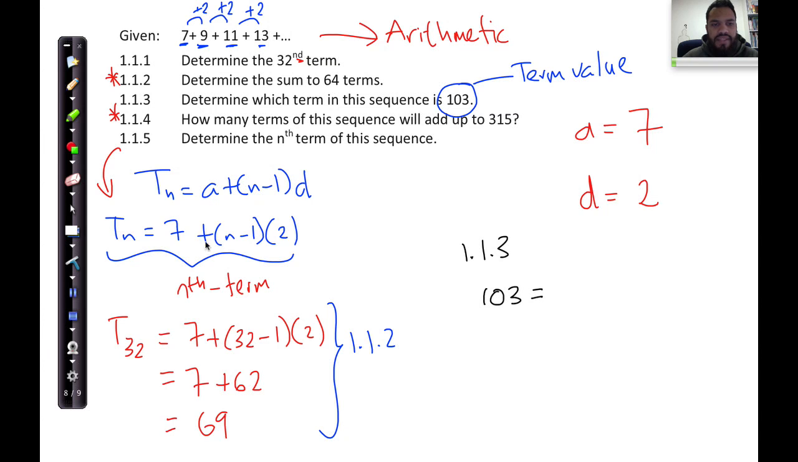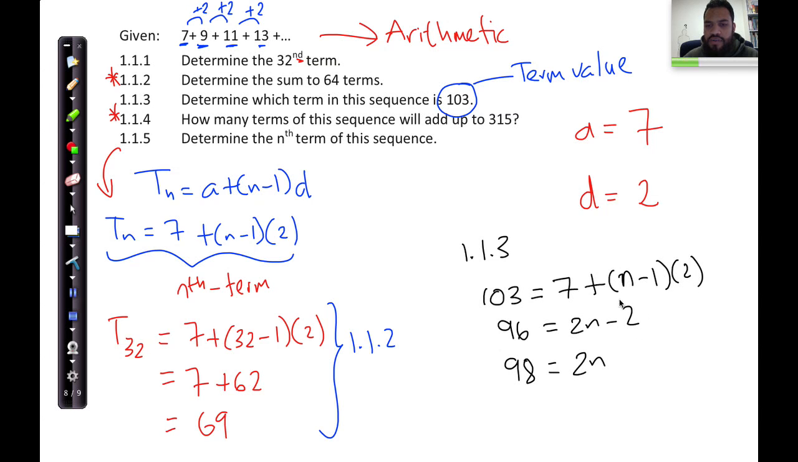is equal to 7 plus n minus 1 multiplied by 2. I can simplify this. I'm going to subtract 7 from both sides, and I get 96 is equal to 2n minus 2. Then I'm going to add 2 to both sides, and I get 98 is equal to 2n, because I got rid of the minus 2 by adding 2 on both sides. Then I get rid of that 2 by dividing both sides by 2, and I get 49. Therefore, n equals 49. In other words, T49 is equal to 103.